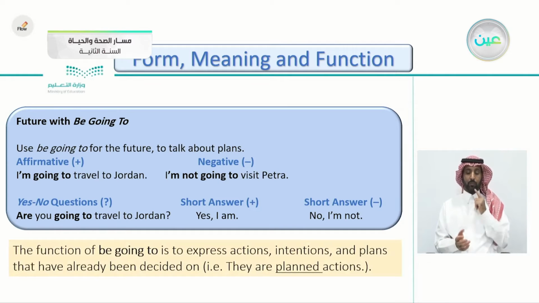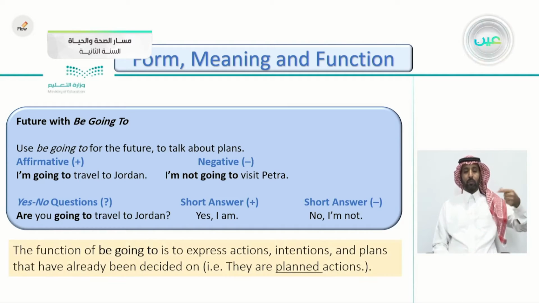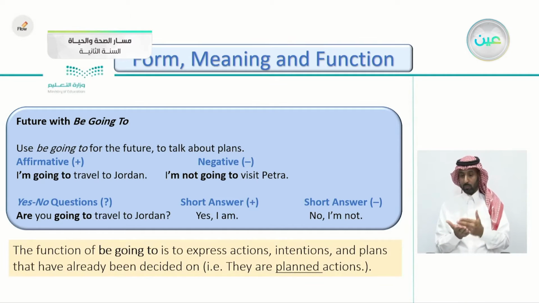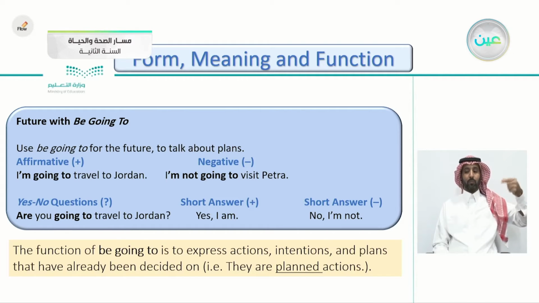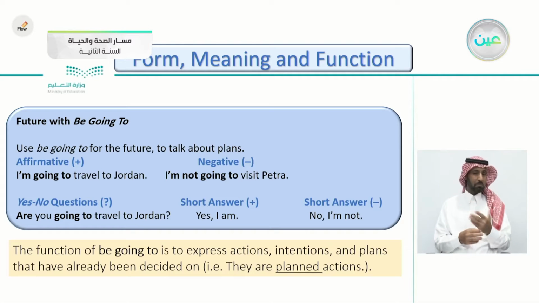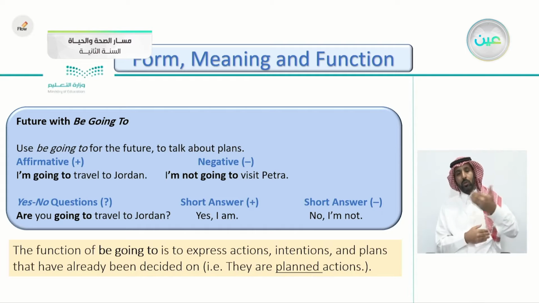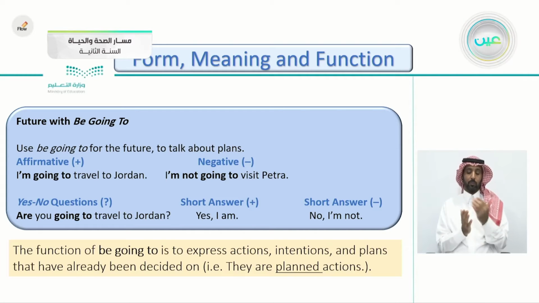The function of be going to is to express actions, intentions, and plans that have already been decided on. So again, the function of be going to, when you say, I'm going to do this, I'm going to do that, is to express actions or intentions, plans, something that you're planning or intending to do, that have already been decided on. You have finished deciding; you decided that you will do it. Meaning they are planned actions.